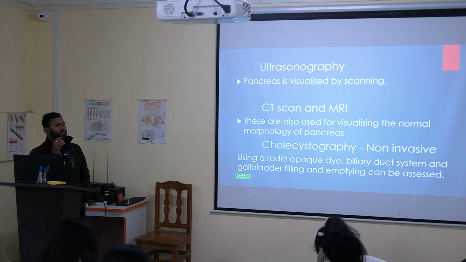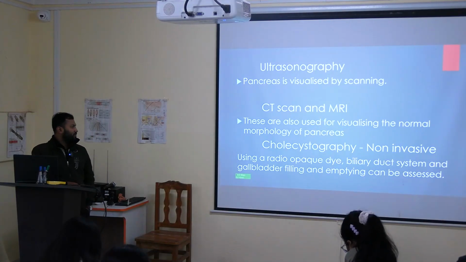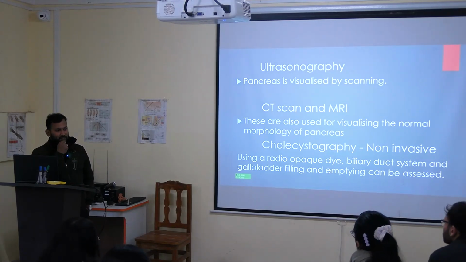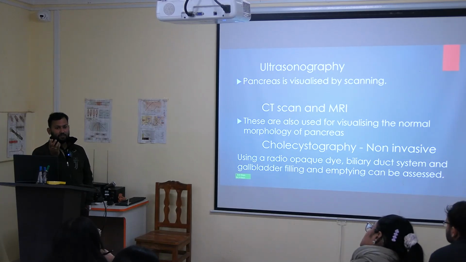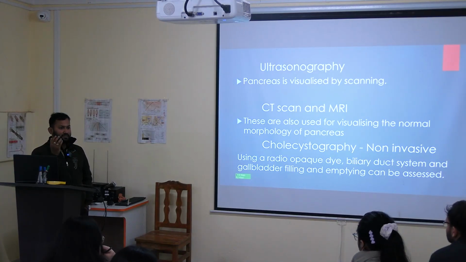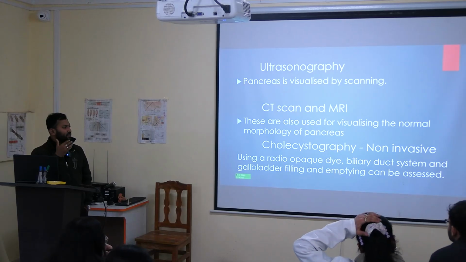Then cholecystography. This one is non-invasive. Using a radio-opaque dye, biliary duct system and gallbladder filling and emptying can be assessed. So we will use a dye. What is a dye? We will give a liquid which is colored, a different color. Sometimes it may not be a color. It might be radioactive, or it might be visible only by a special method. So if we do a CT scan or an MRI like this, we can visualize the dye.